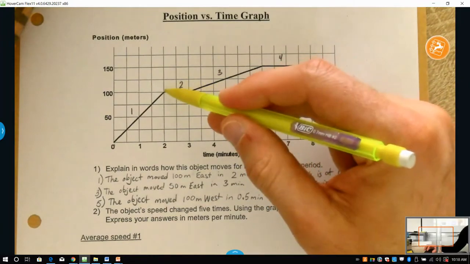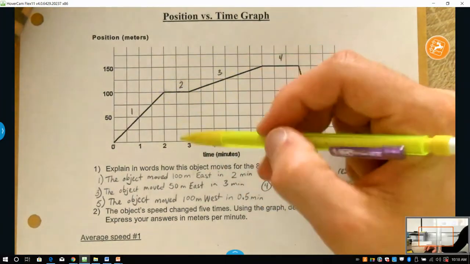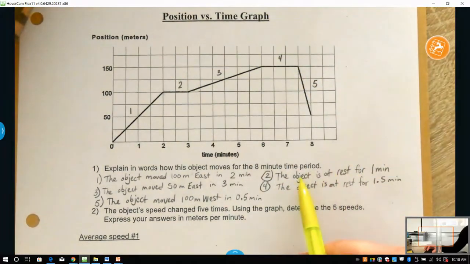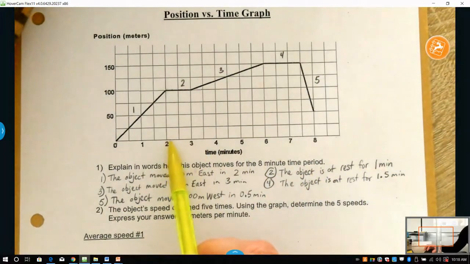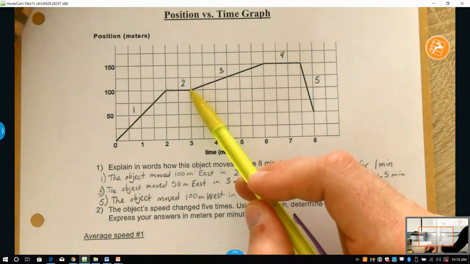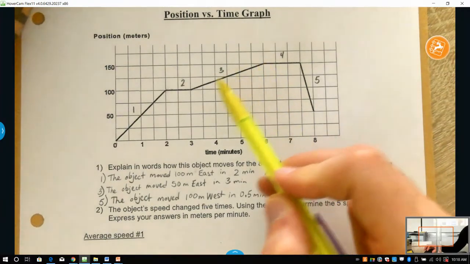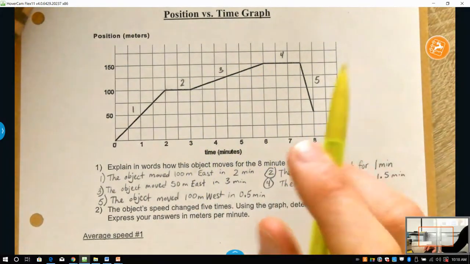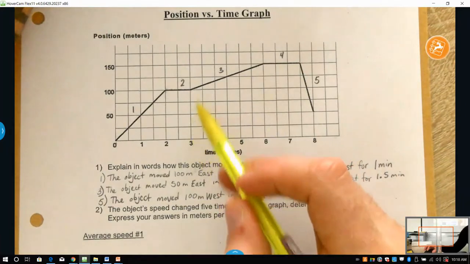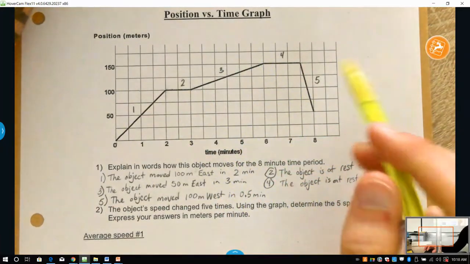At point 2, line segment 2, we started at 100. We finished at 100. There was no change in position. So the object is at rest for how long? 1 minute. Line segment 3, we were at 100. We finished at 150. So we moved 50 meters east because we're still going in the positive direction. And then it took us from 3 minutes to 6 minutes, which is 3 minutes.